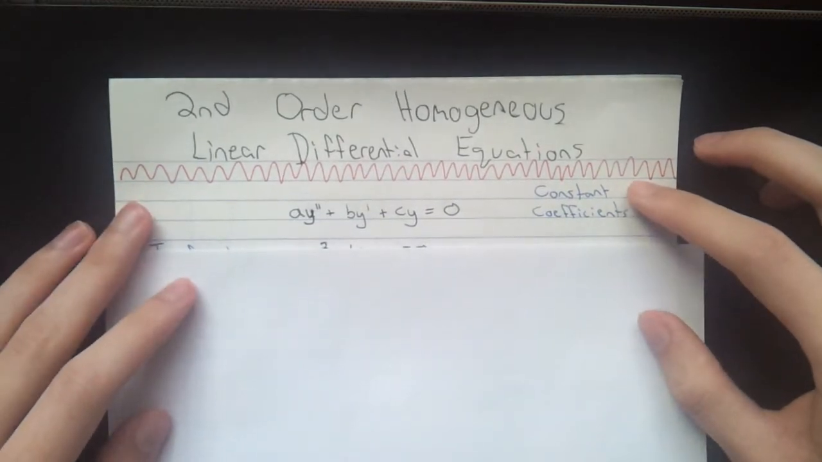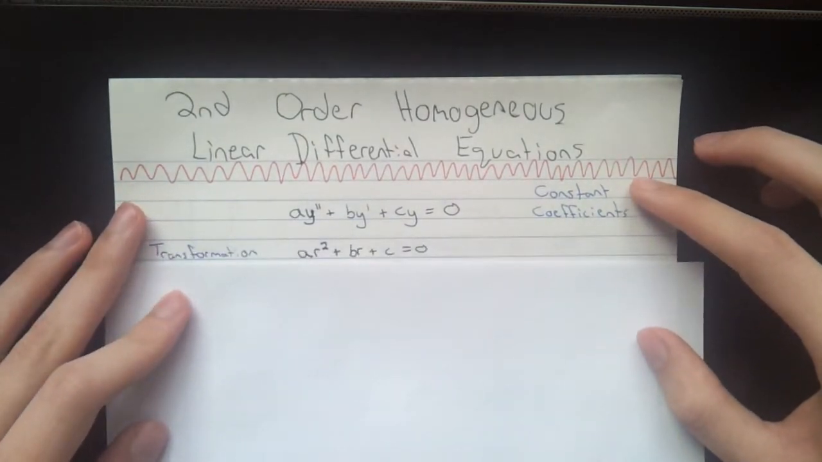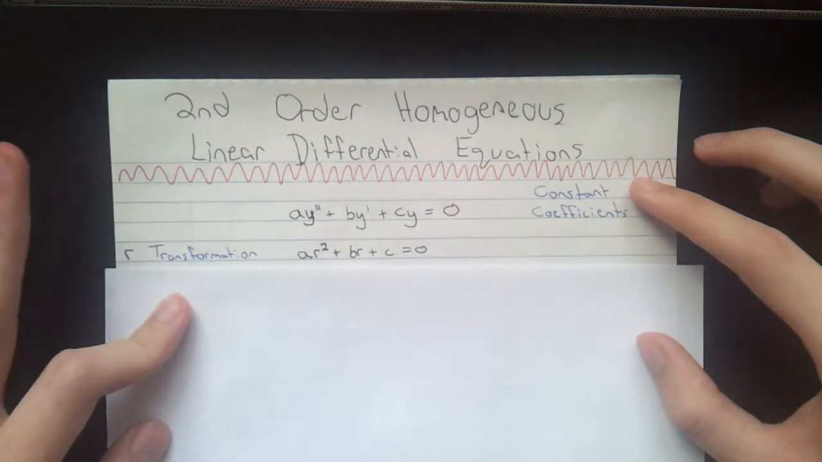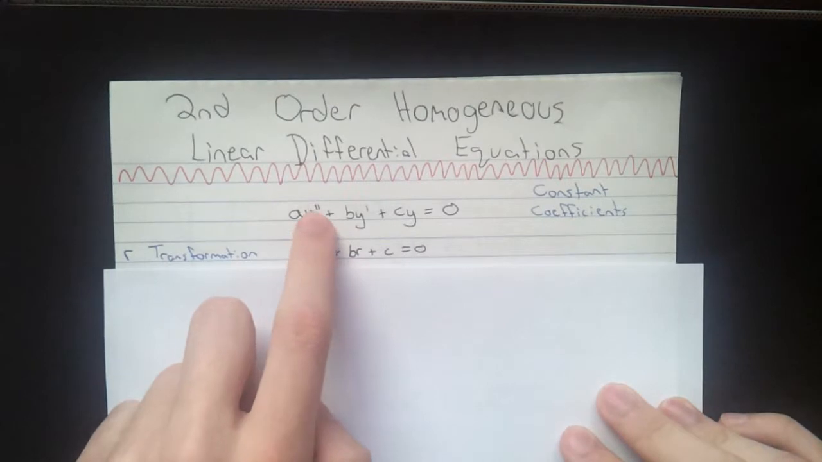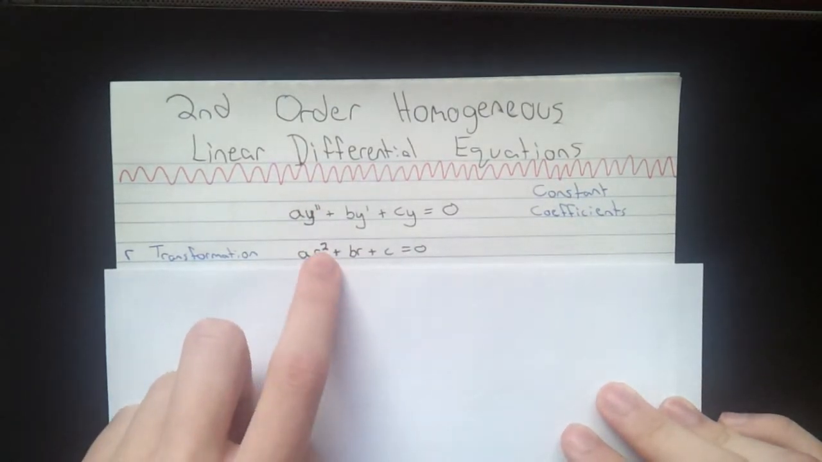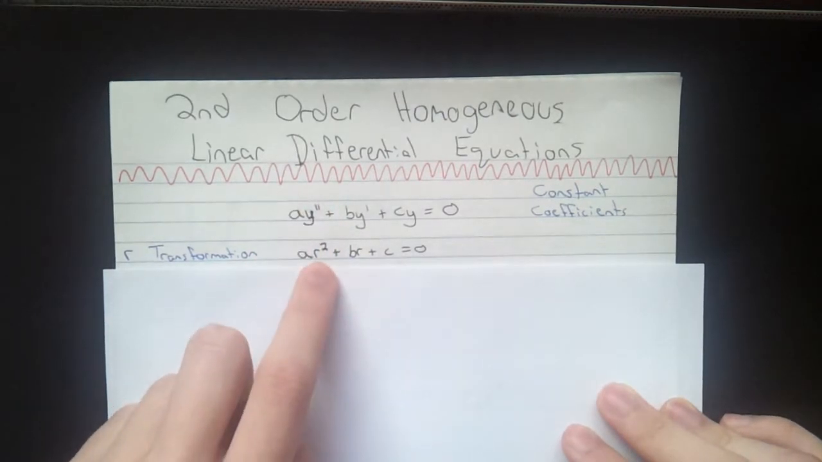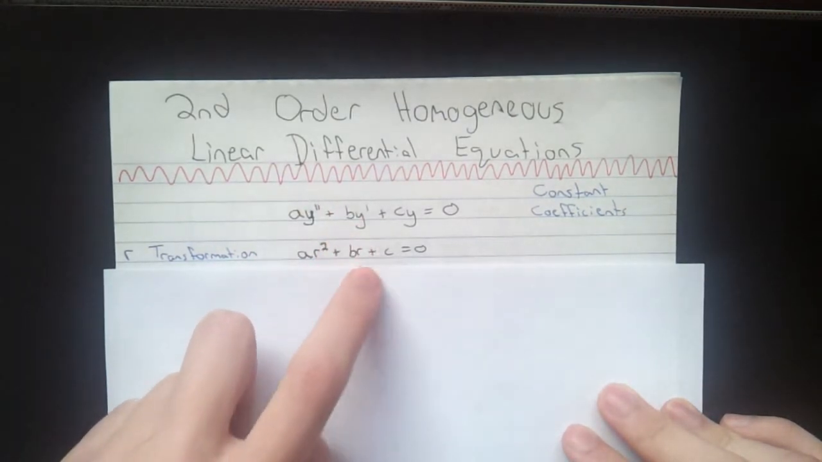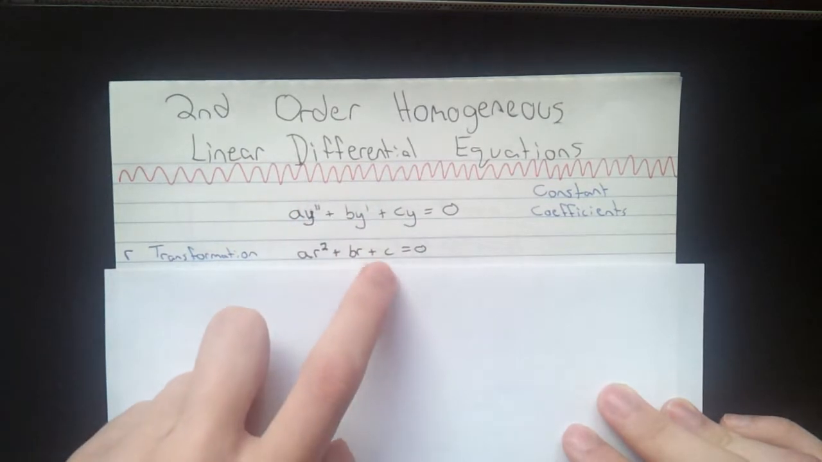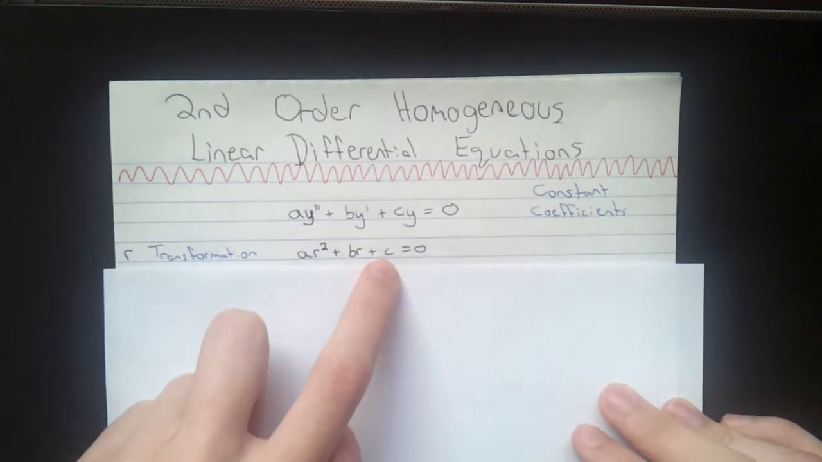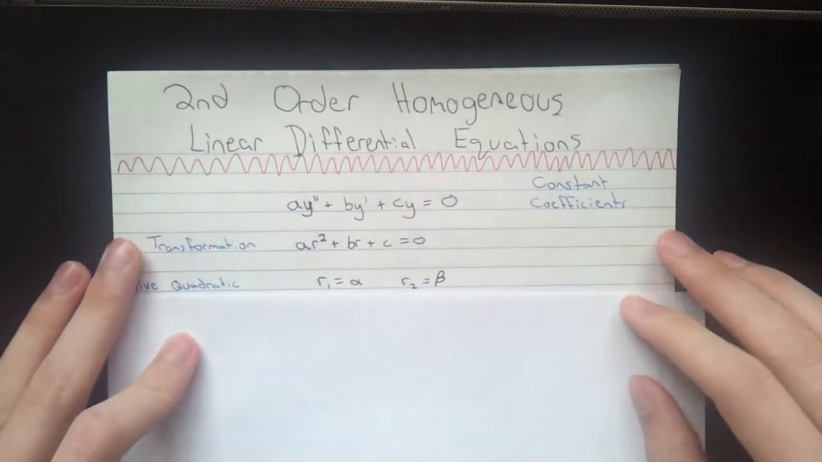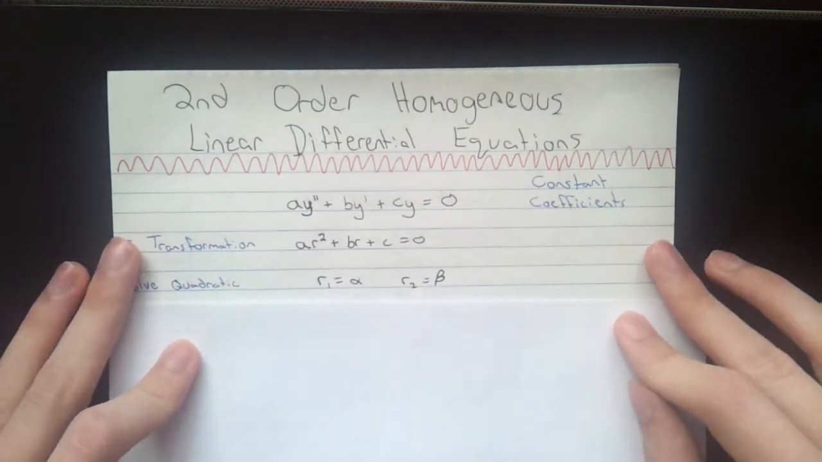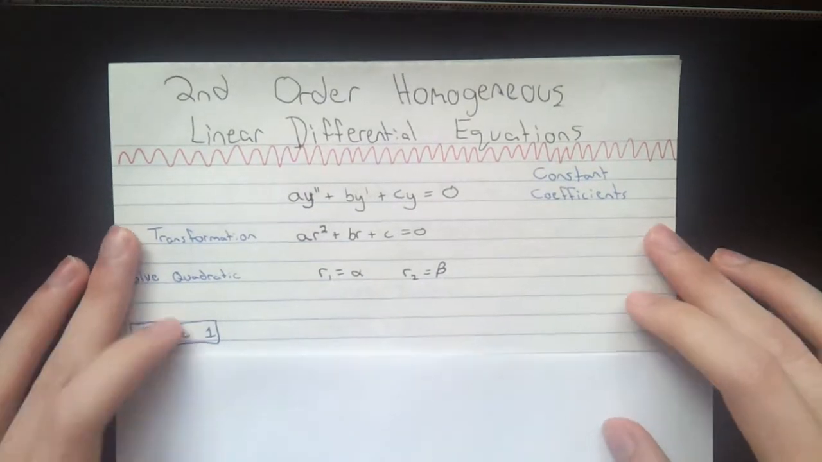The first thing we're going to do to solve these types of equations is what I call an r transformation. We're going to leave all the coefficients there, and you're just going to take the order of these y's and turn that into an exponent of r. So y double prime becomes r squared, y prime becomes r, y becomes r to the 0, which is just 1. And next up, you're just going to solve that quadratic equation. Now when you solve it, there's going to be 3 different cases.